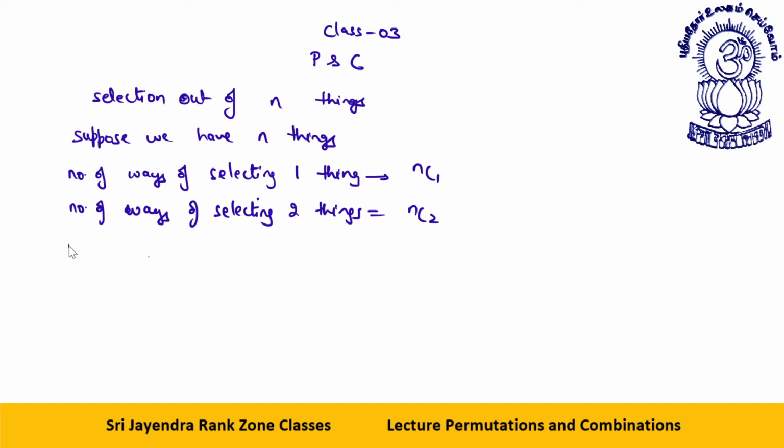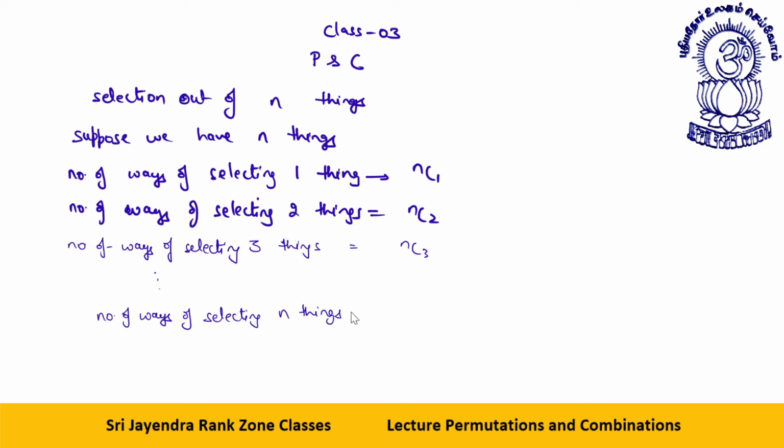Similarly, the number of ways of selecting three things will be NC3. So on, if I go, the number of ways of selecting n things will be NCN. Now this whole is what? The number of ways of selecting at least one thing out of n things.